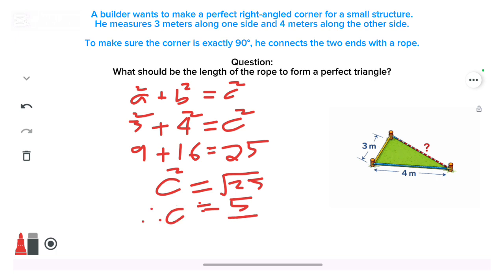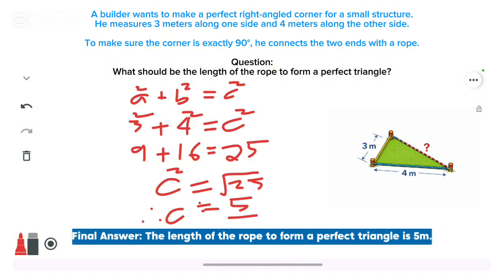There we go. So our final answer is 5 meters. So the length of the rope to form a perfect triangle, the length of the rope is 5 meters. There we go.